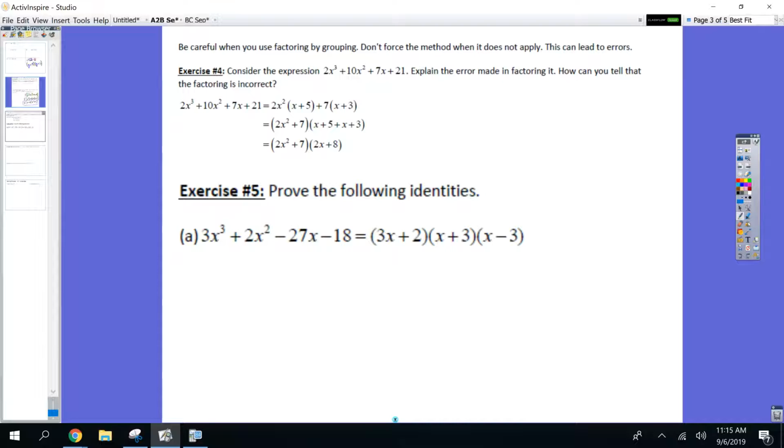Don't ask me why it went from 2 to 4. It happens. I'm going to factor this: 2x to the third plus 10x squared plus 7x plus 21. I tried to do so, but I made a mistake. Where was my mistake?